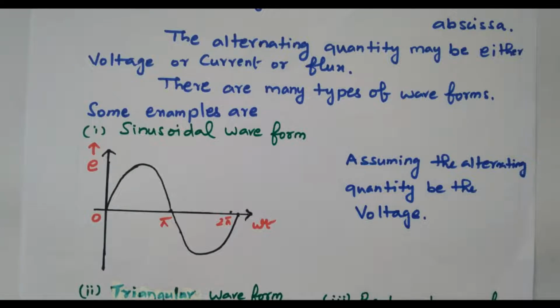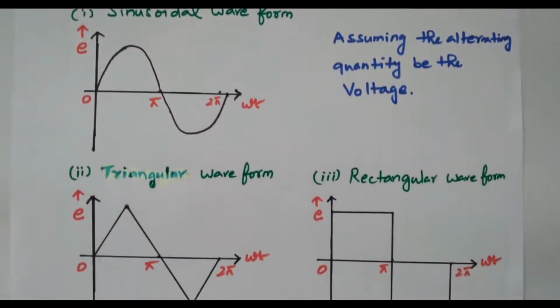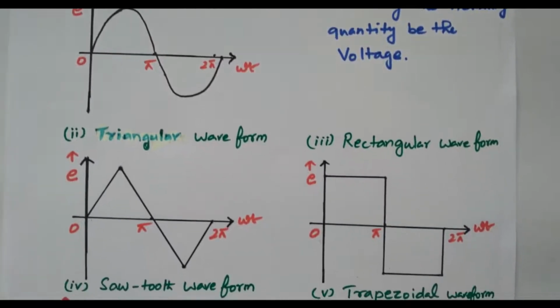We will see some other waveforms, triangular waveform and rectangular waveform. This triangular waveform is in the form of a triangle, so it is called a triangular waveform. From 0 to pi the voltage is positive, pi to 2 pi the voltage is negative. The voltage keeps on increasing, reaches the maximum value, then decreases, again reaching 0. The same thing is repeated in the negative region, negative voltage. It looks like a triangle, so it is called a triangular waveform.